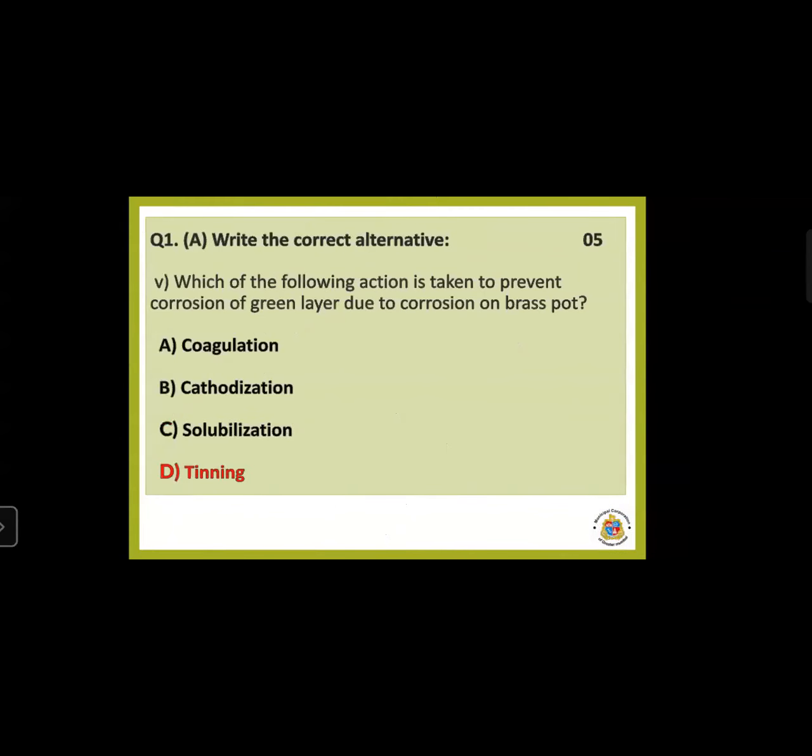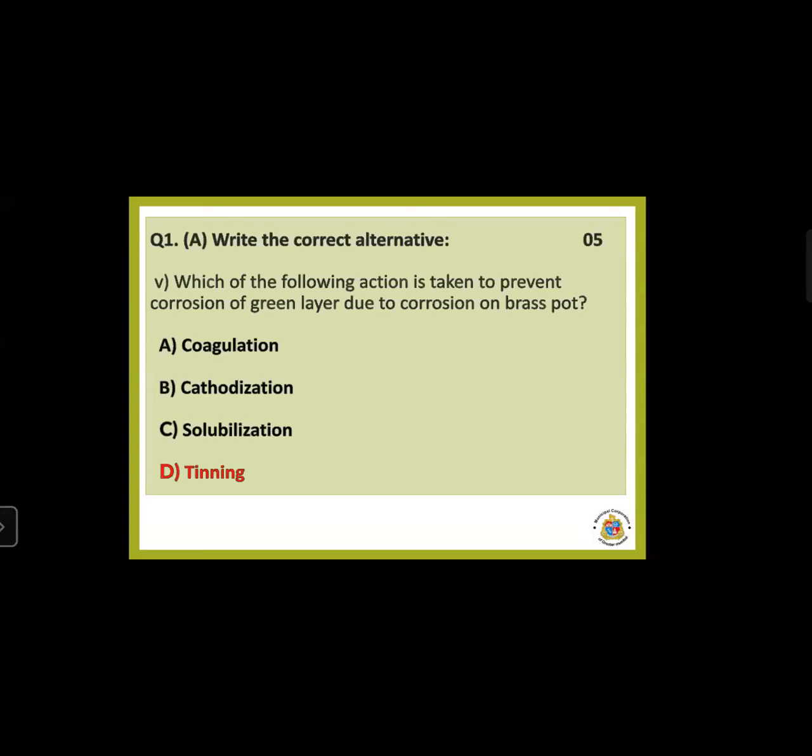Now next question is the fifth one. Which of the following actions is taken to prevent corrosion of the green layer due to the corrosion on the brass pot? Now in your question paper there is a wrong option, that is the anodizing. So options are A coagulation, B cathodization, C solubilization and D anodization.